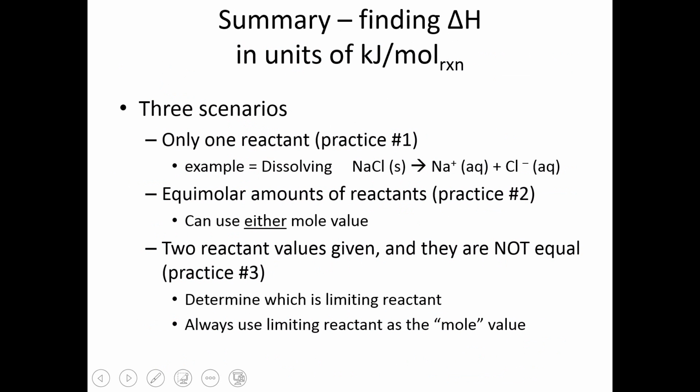So summarizing this, we've got 3 scenarios when finding energy per mole. Scenario 1 is where you have only one reactant. That happens with dissolving. Scenario 2 is if you have equimolar amounts, in which case you could use either mole value when you're dividing. And scenario 3 is if you have 2 reactants given but they're not equal, then you have to determine which is the limiting reactant. And the limiting reactant is the one you should use for your mole value.